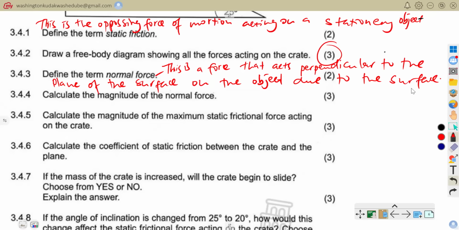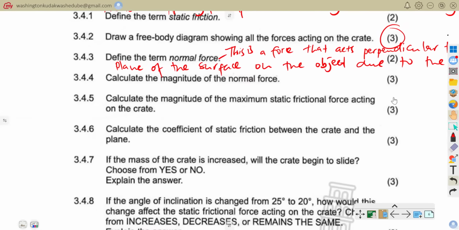So this is the force that is exerted by the surface on the object that acts perpendicular. So here I said this is a force that acts perpendicular to the plane of the surface on the object due to the surface. So it is exerted by the surface on the object. So let's say we have our object lying on a horizontal plane like that. That force that is acting due to this surface. So this surface is the one that is applying or exerting this force. And this force, you can see that it is perpendicular to the plane of the surface. That is what we call a normal force. So that is how you define a normal force.